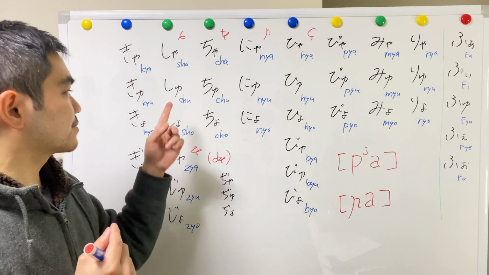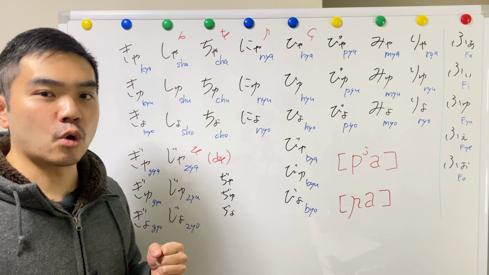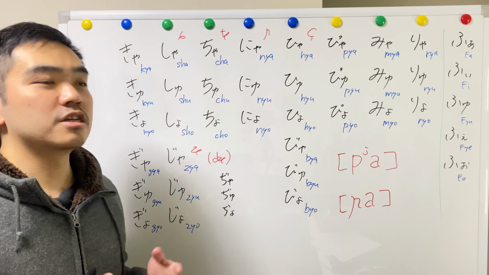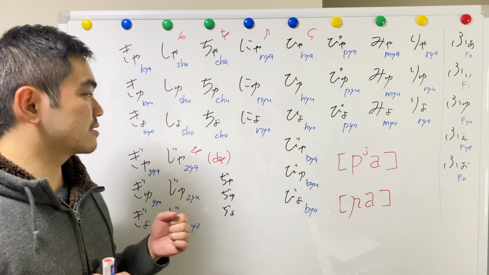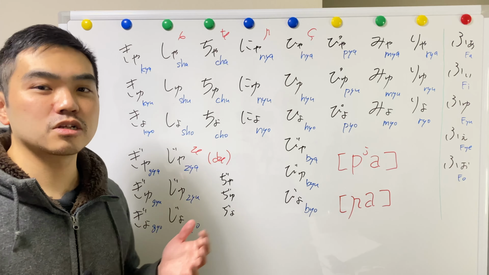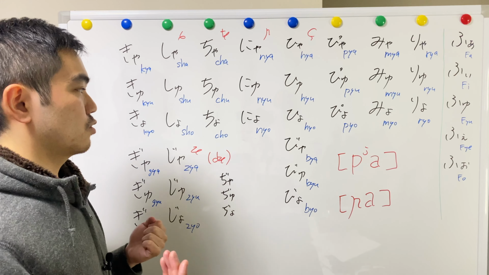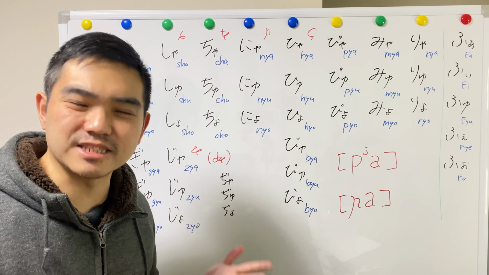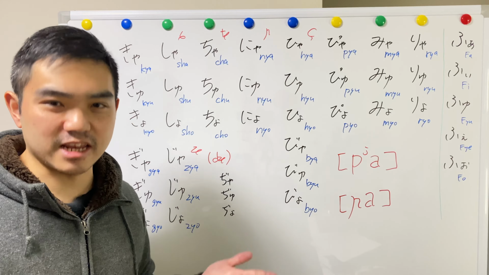Sha, shu, sho. This one is too. Cha, chu, cho. This one is too. Nya, nyu, nyo. Right? It sounds difficult, but you always do that in English as well.